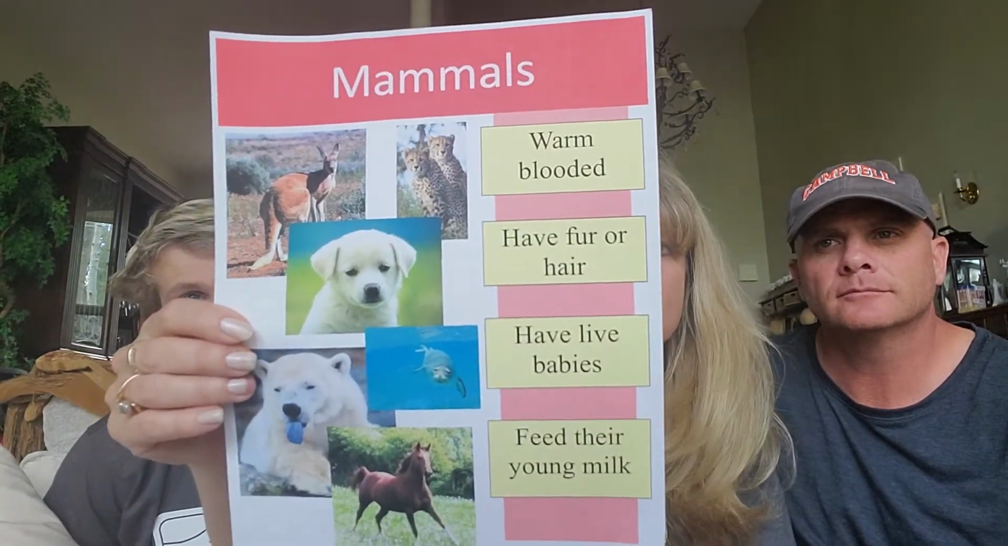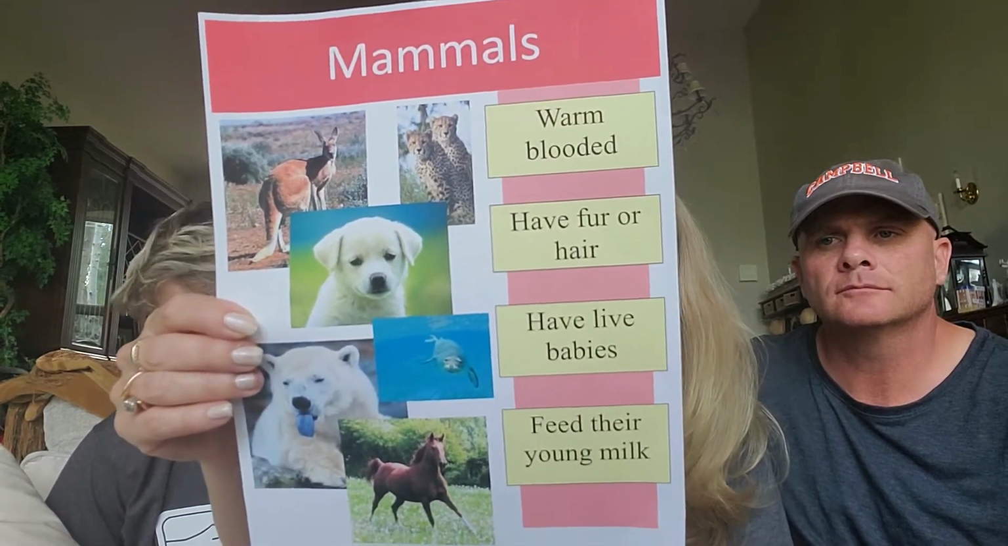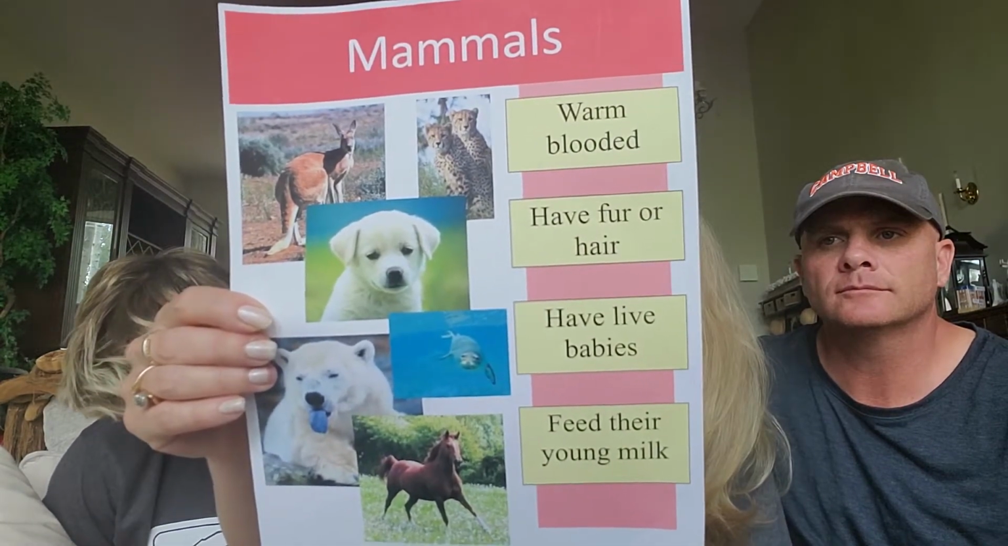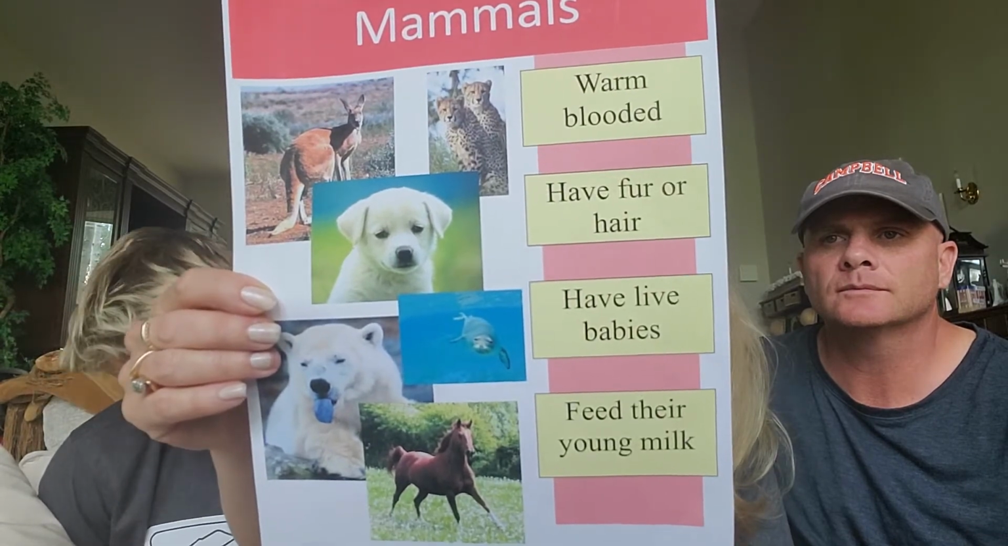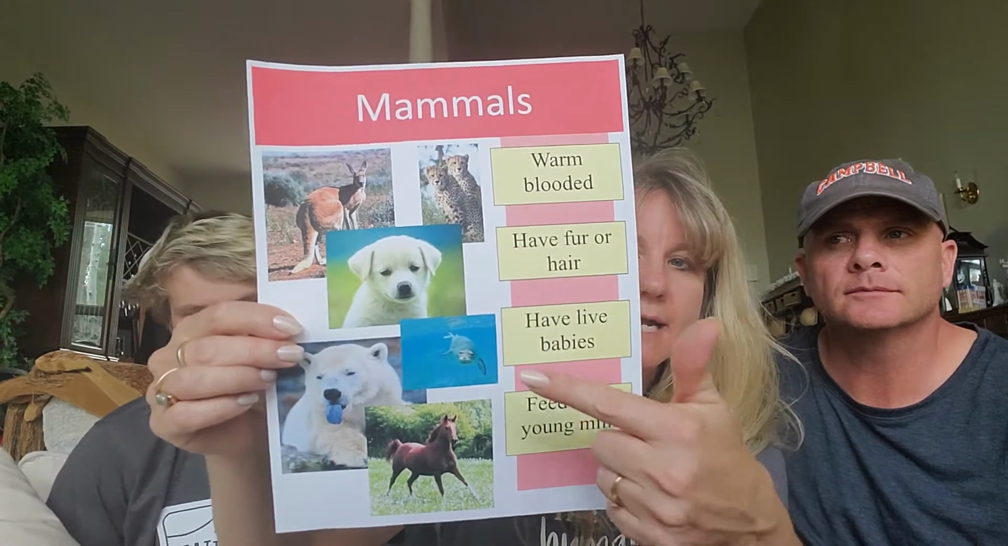A mammal is warm-blooded. It has fur or hair. It has live babies, and they feed their young milk. So we see a kangaroo, a polar bear, and even a seal that swims in the water is still a mammal.